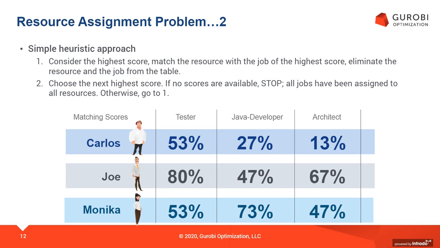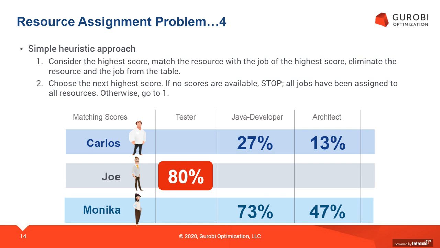So let's see, based on this simple example, how this approach will work. What is the highest matching score? We get that score when Joe is assigned to the tester job, and the matching score is 80. Since Joe has been assigned to the tester job, Joe cannot be assigned to Java developer or architect, and the tester job cannot be assigned to Carlos or Monica. So we should eliminate those matching scores. Let's do that.